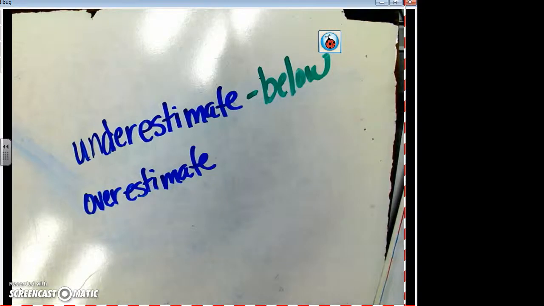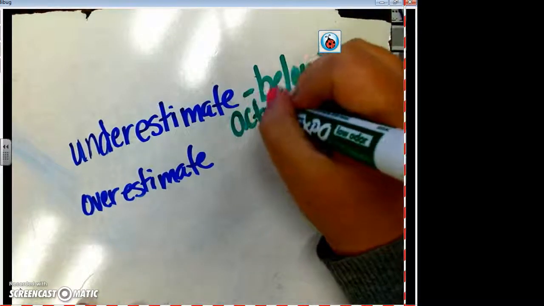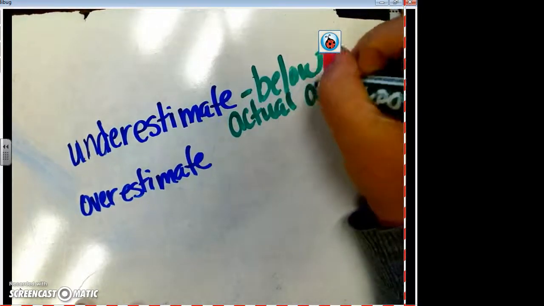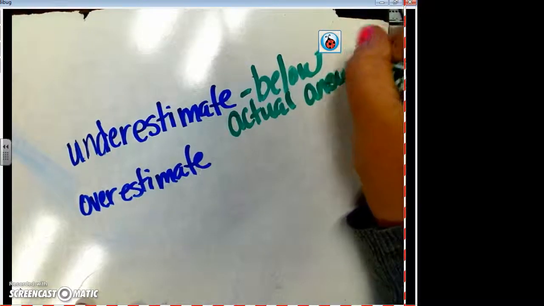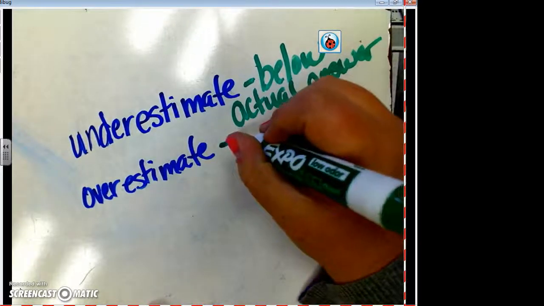Okay, but let's compare the answer. If I have an answer that is an underestimate, that's below the actual answer. Okay? A-N-S-W-E-R. So if I have an overestimate, that means the estimated answer is over or more than the actual answer.